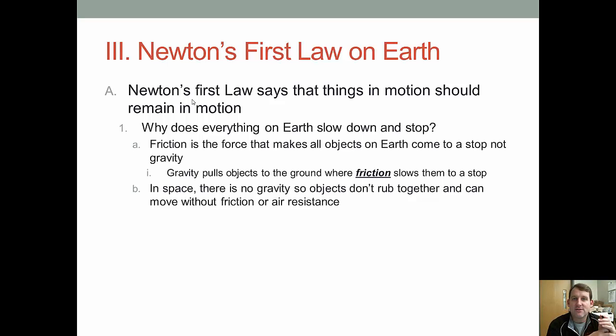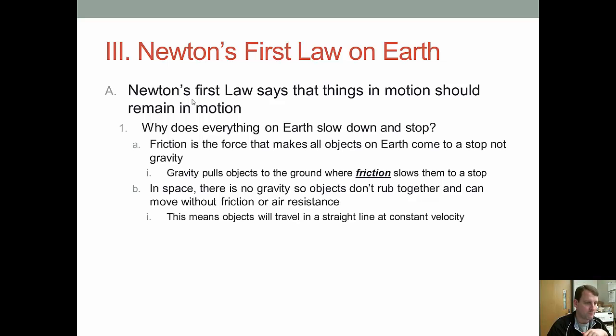So in space, since there's no gravity to pull objects, I shouldn't say that. Since the gravitational force is so weak in space between two objects, they tend to just glide by each other and not grind and rub together. So the only reason that there's little to no friction in space is because there's little to no grinding and rubbing, because objects aren't being pulled down together strongly.